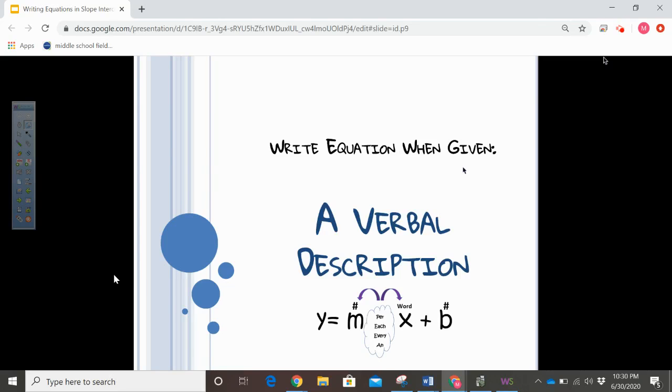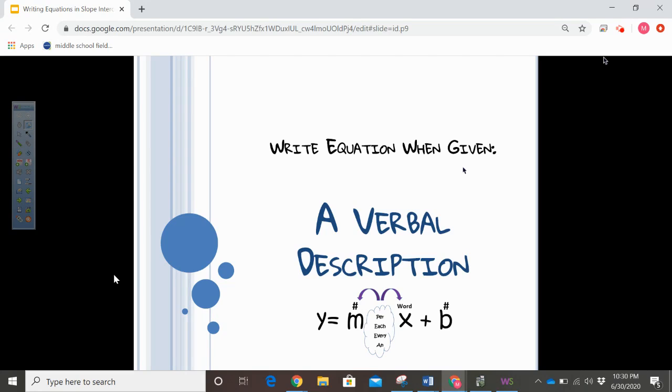Next, we're going to write an equation when given a verbal description. If you look at the figure below, you see our equation, y equals mx plus b. But now we've added some things. In between the m and the x, I have some keywords. Those keywords are per, each, every, in.